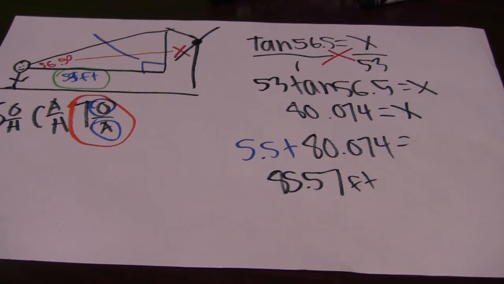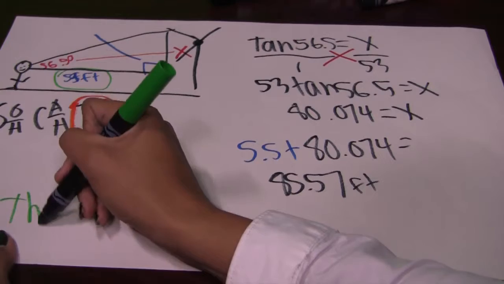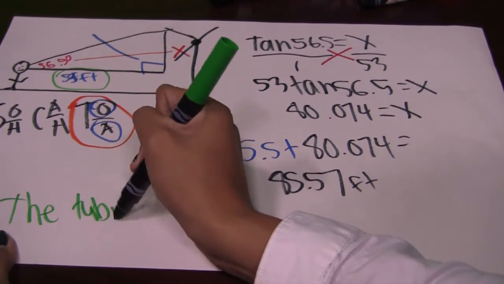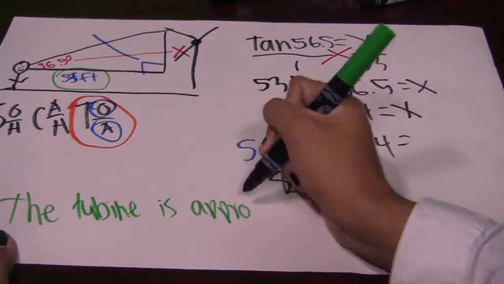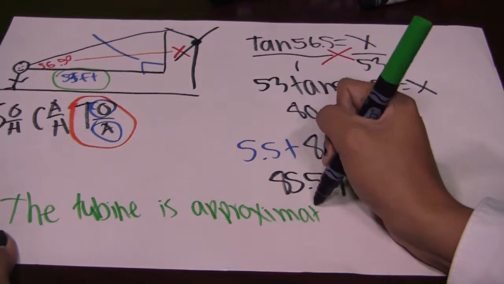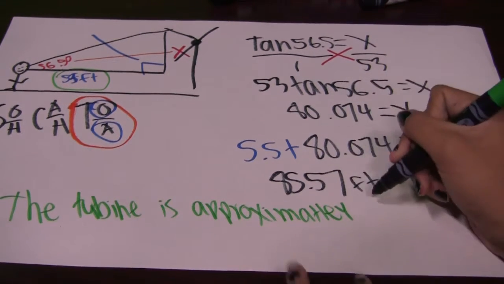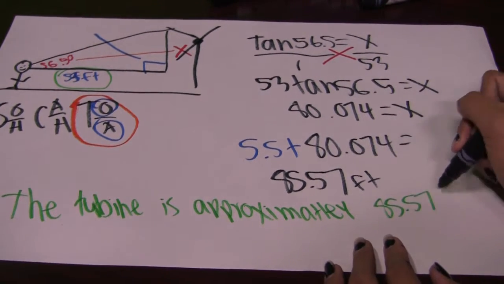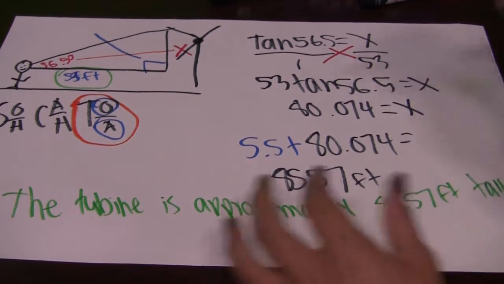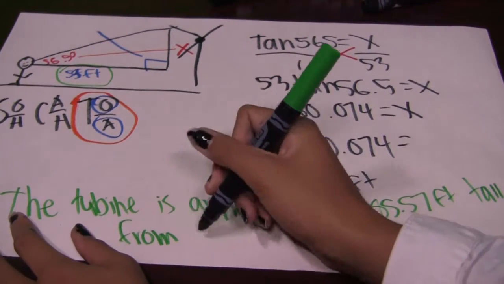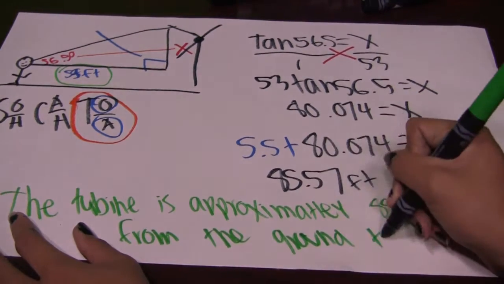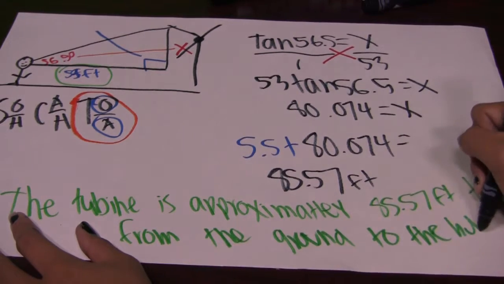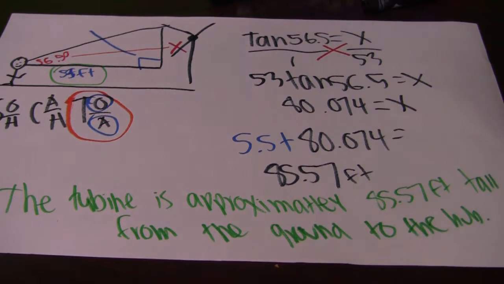So, the turbine is approximately 85.57 feet tall from the ground to the hub. Good job, guys. You just finished the second problem out of 3.